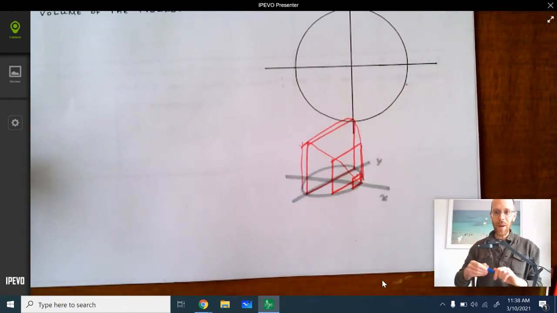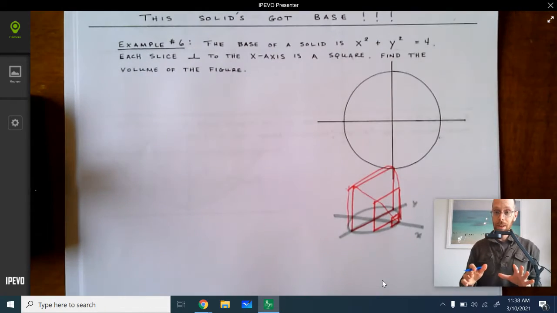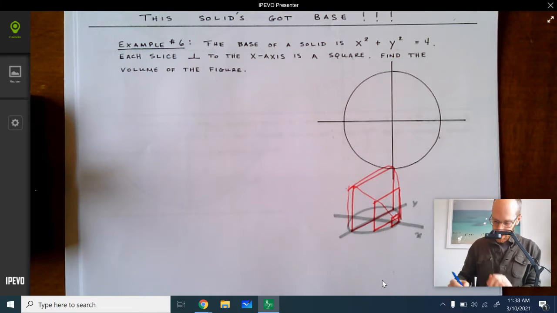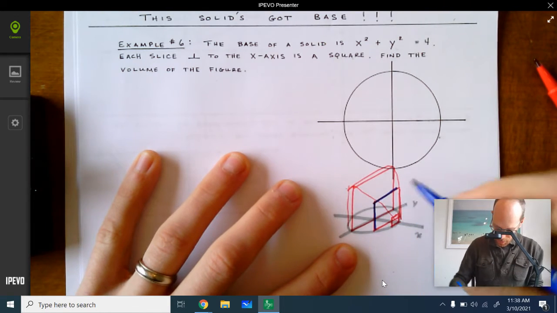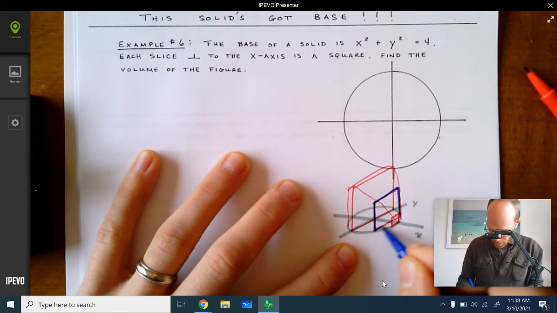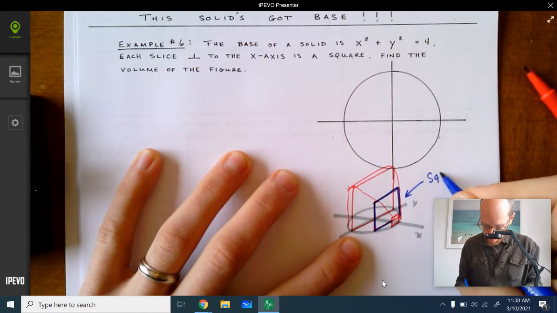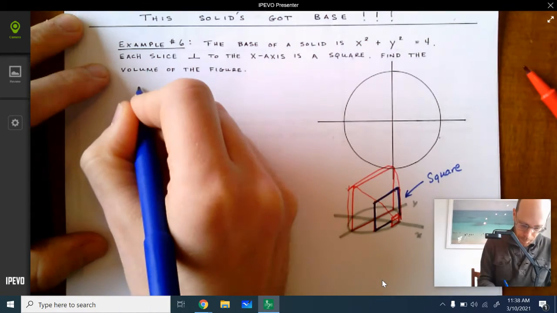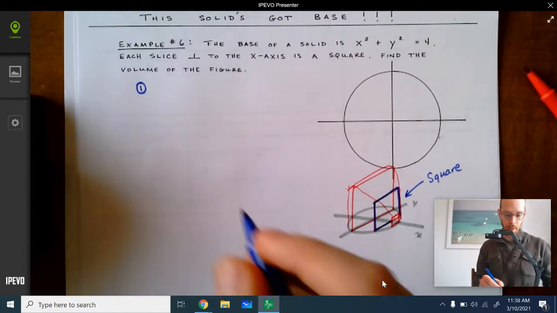So let's talk about how you figure out the amount of material that you're going to use, or the volume that this is going to take up. The first thing that you need to do is look at your cross sections. So the cross section is a square. And what you want to do, step 1, is to write a formula for the cross section.